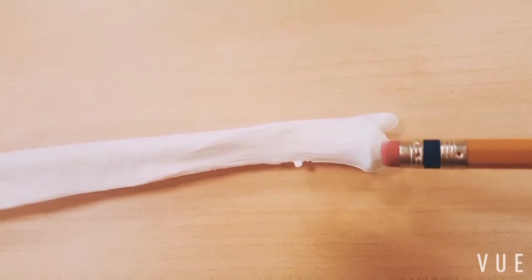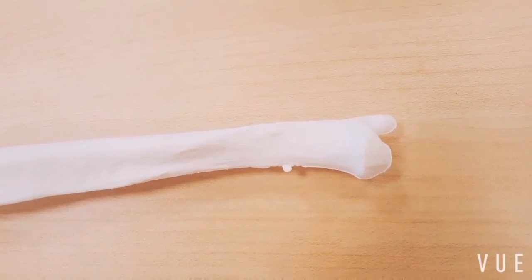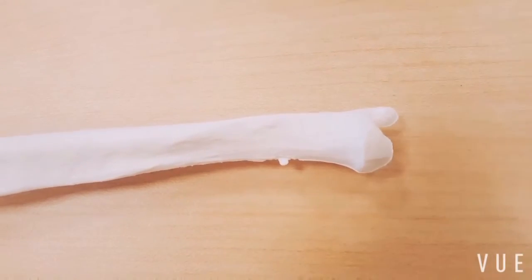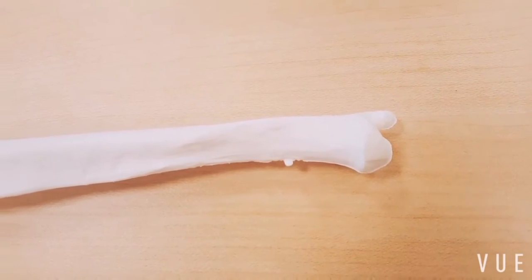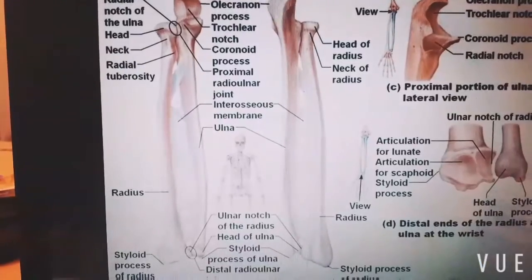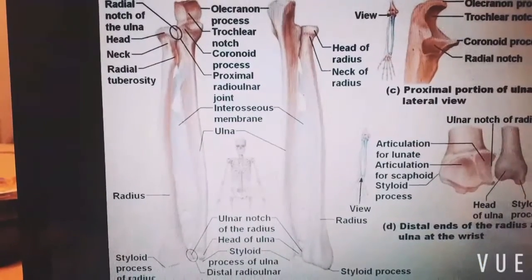We've got the head of our ulna at the bottom of the ulna, or the distal end of the ulna. And then I've got my styloid process, that's my stiletto. And then last of all, we've got the articular surface for the radius. Here's how the radius and the ulna fit together.